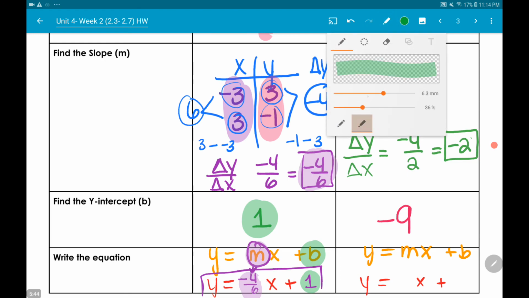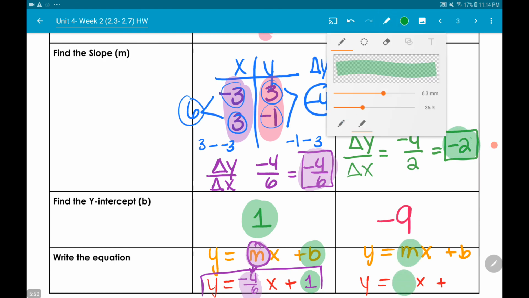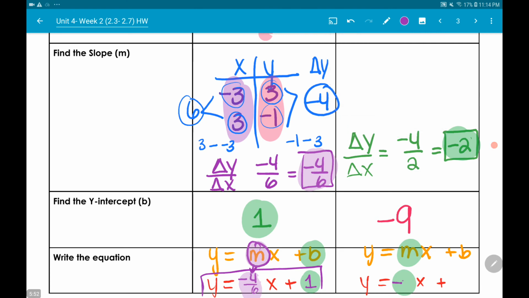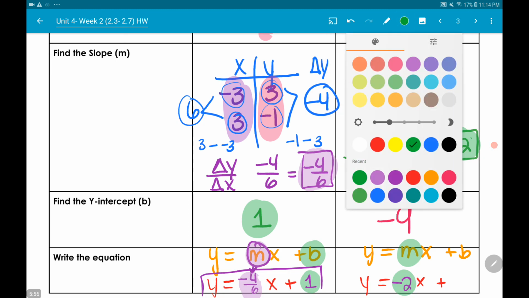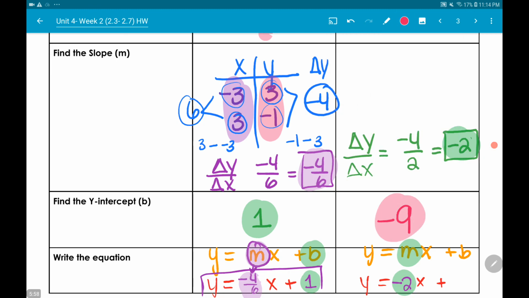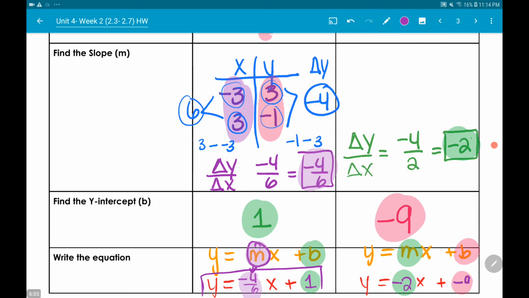Let's do that again. So my slope goes here, and in this case, the number that goes here is negative 2. And my y-intercept goes here, and in this case, that number is negative 9. This is my equation for the second problem.